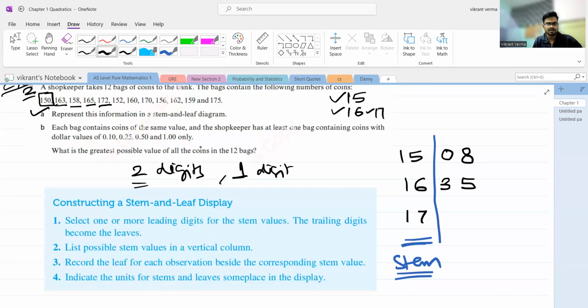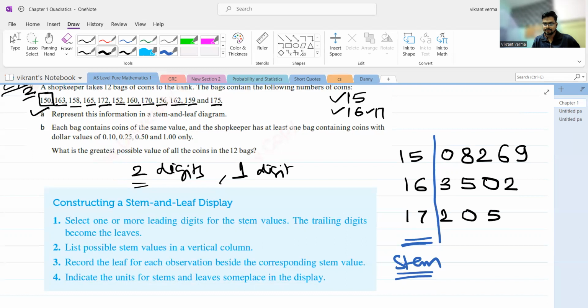Then I have 172, so the 2 will come here. Then 152, so this 2 will come here. Then 160, so this 0 will come here. Then for 170, I will write the 0 here. Then 156, so I will write 6 here. Then 162, I will write 2 here. Then 159, so I will write 9 here. Then finally I have 175.